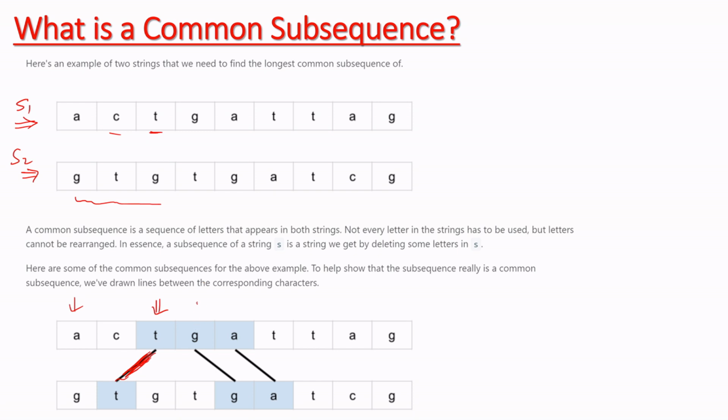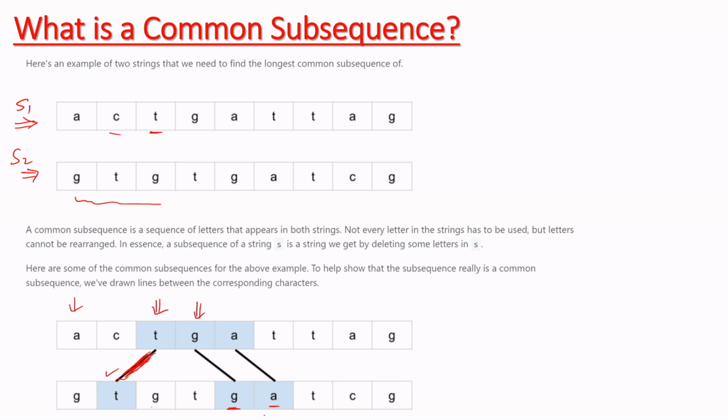Next element we have is G, and G is at this position. We are not considering this G and this T, we will consider this one. Then this is the A, and that is here, because this T is already at this position, which we have seen. Now we are checking G. G is at this position, A is at this position.